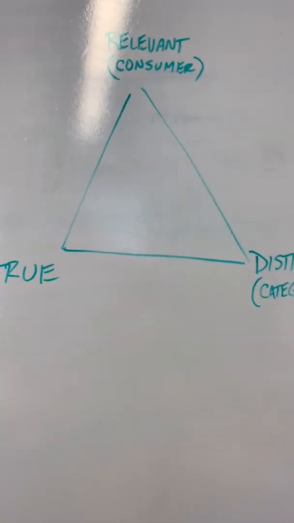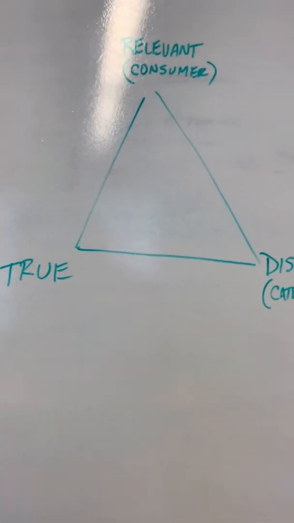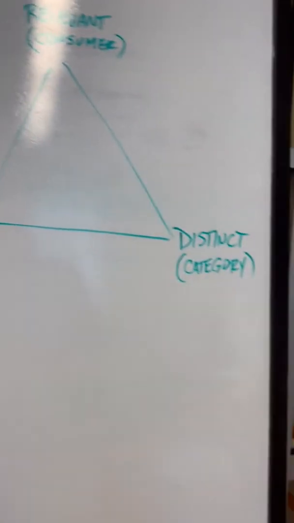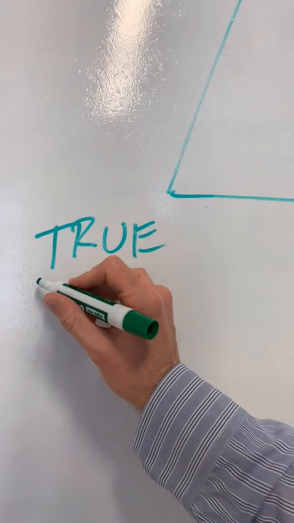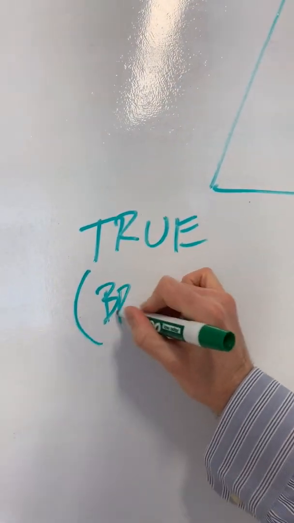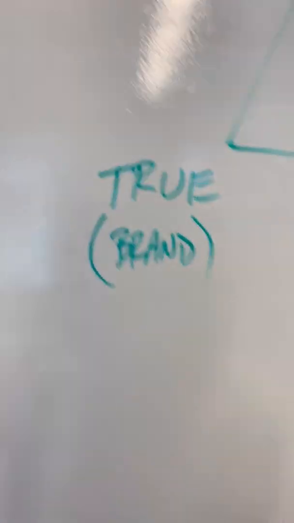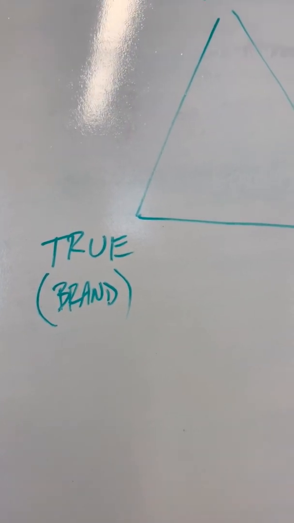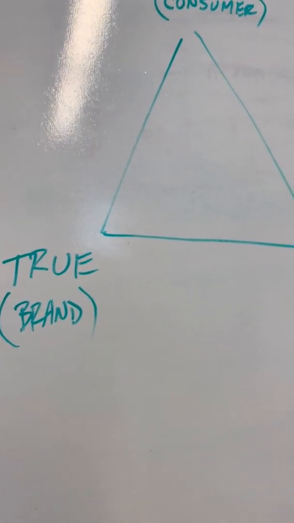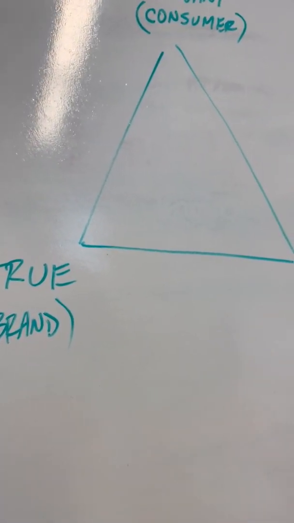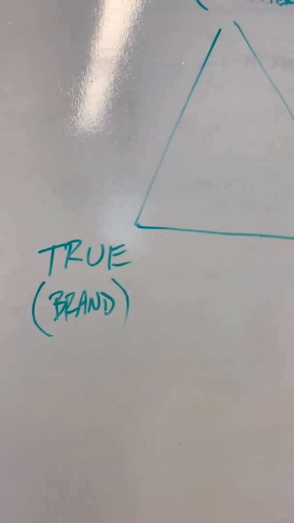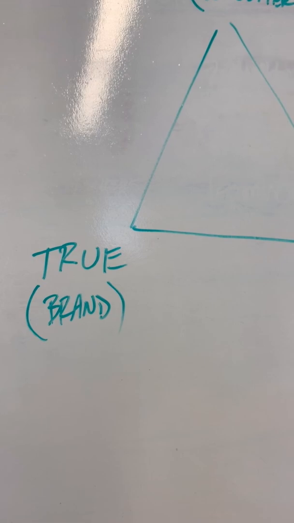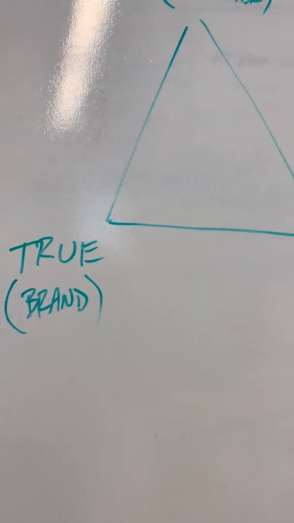So again, we have 3 aspects here. Is the idea or message relevant to the consumer? Is it distinct within the category? And then finally, is it true to the brand? This is where you start to think about the authenticity of the message. Is this something that can honestly and truthfully come from this brand? Is there support for it? Is there a way to substantiate this claim or this promise?